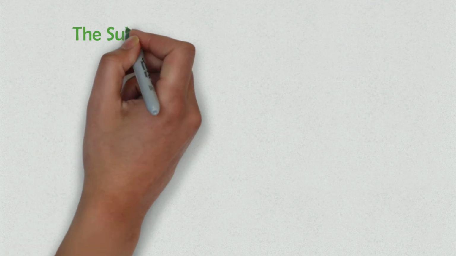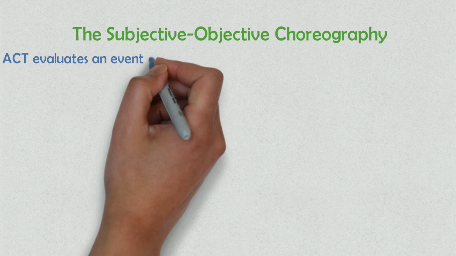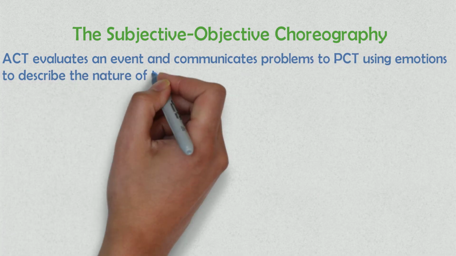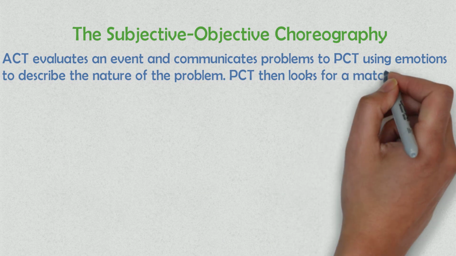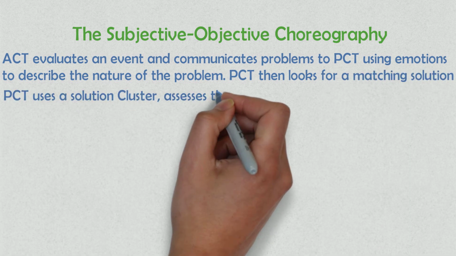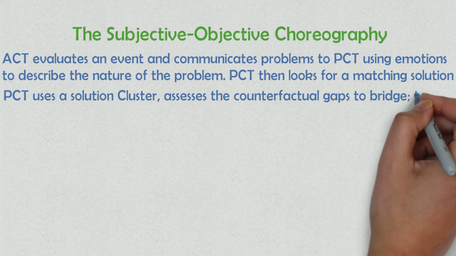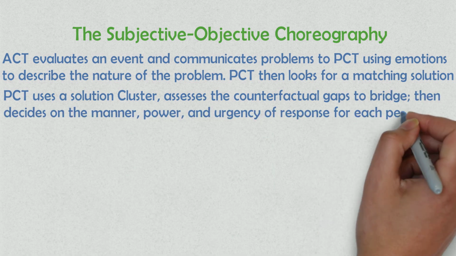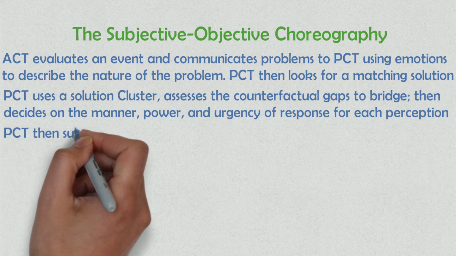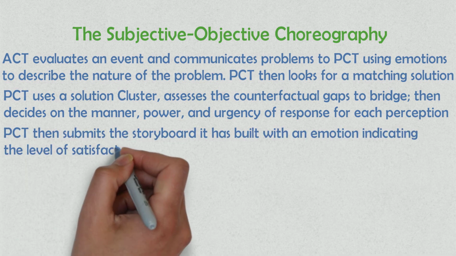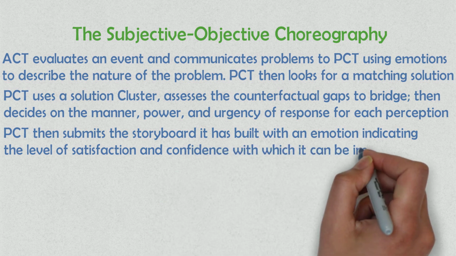The subjective-objective choreography. ACT evaluates an event and communicates problems to PCT using emotions to describe the nature of the problem. PCT then looks for a matching solution. PCT uses a solution cluster, assesses the counterfactual gaps to bridge, then decides on the manner, power, and urgency of response for each perception. PCT then submits the storyboard it has built with an emotion indicating the level of satisfaction and confidence with which it can be implemented.